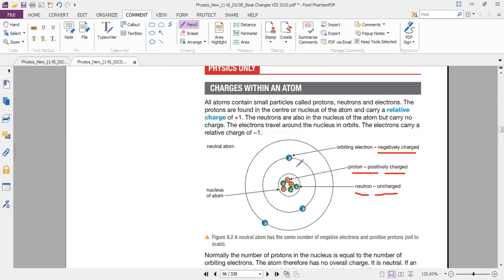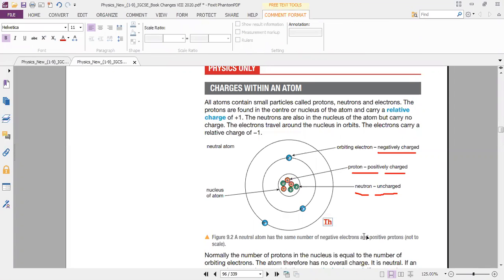If you count in the nucleus, you see there are 1, 2, and 3 positive signs. The plus sign indicates these are protons. So there are 3 protons, and you can see the 3 neutrons. So 3 protons means the atomic number is 3, and the element is lithium. So this is the atom of lithium. We can write here, this is a lithium atom.